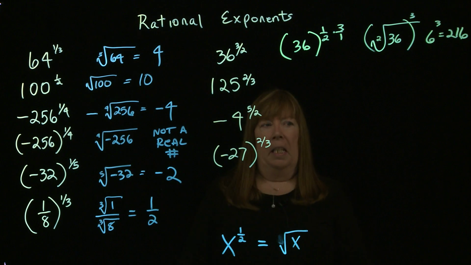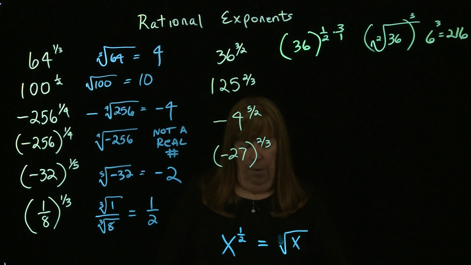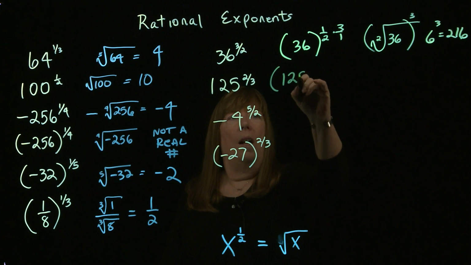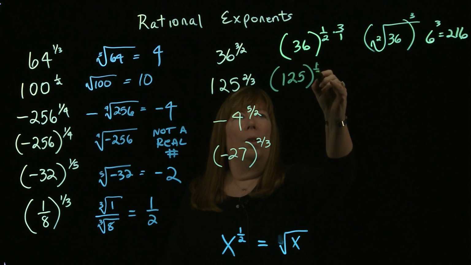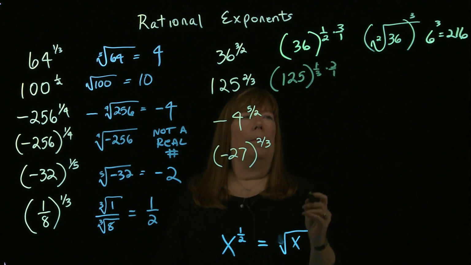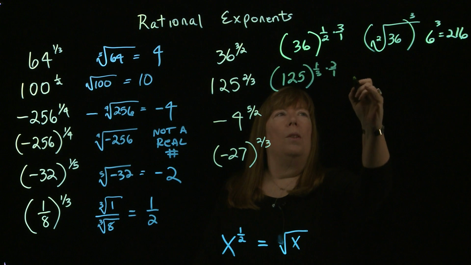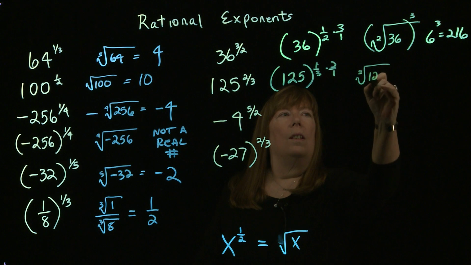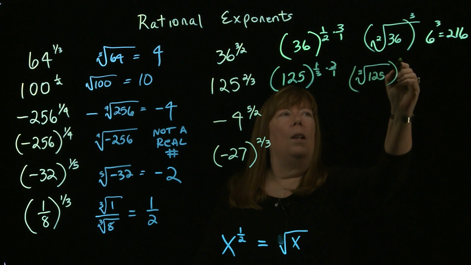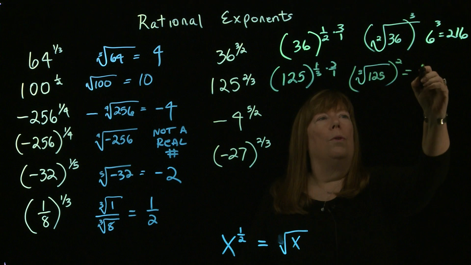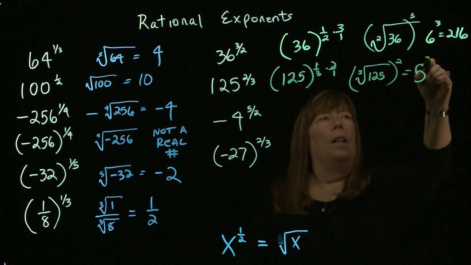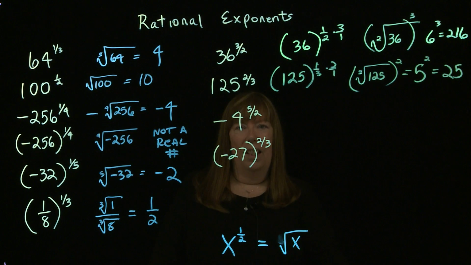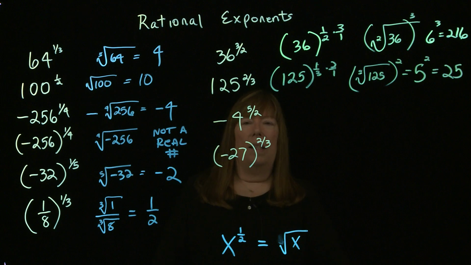Good. Okay, let's try another one. 125 to the 2/3. So we're going to go 125 to the 1/3 times 2. And why did we do that again? Because we're going to put this as the index. And then after we get that, we're going to square it. So the cube root of 125 is 5, and 5 squared is 25. Good.